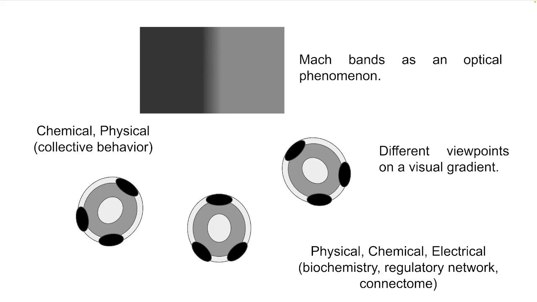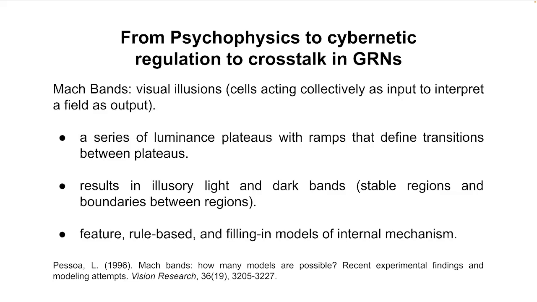Then we also have within the agents themselves these physical, chemical, and electrical phenomena, which correspond to its biochemistry and regulatory network, and connectome, which relates directly to behavior. Let's go from psychophysics to thinking more about cybernetic regulation and crosstalk in different types of networks, including work that's been done on genetic regulatory networks.